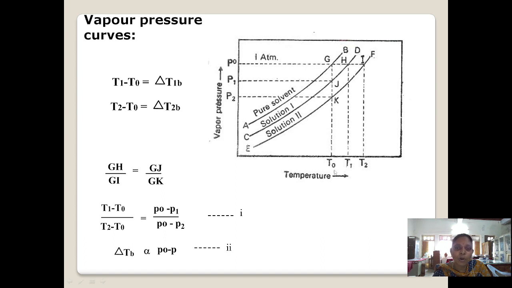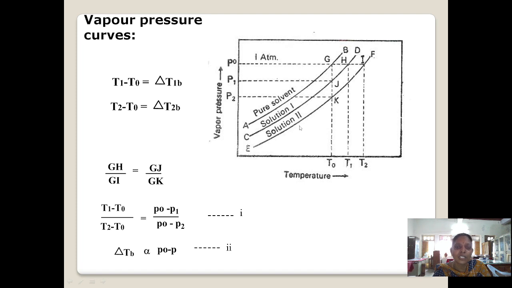But the boiling point increases from T0 to T1. The vapor pressure has decreased up to here, but this vapor pressure is not equal to the 1 atmospheric pressure. So to equate this pressure to atmospheric pressure in the solution 1 case, we need to increase the temperature. At this point the vapor pressure of solution 1 equals atmospheric pressure, and hence the boiling point is greater than that of the pure solvent.